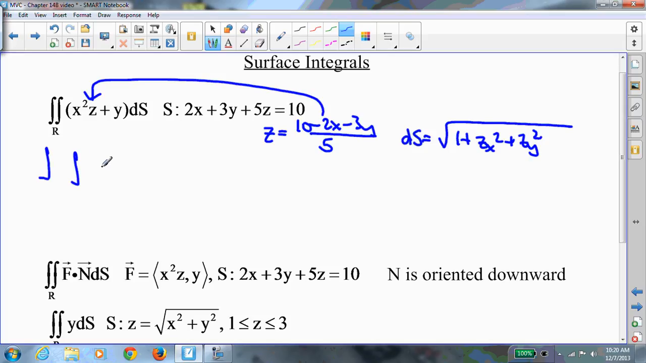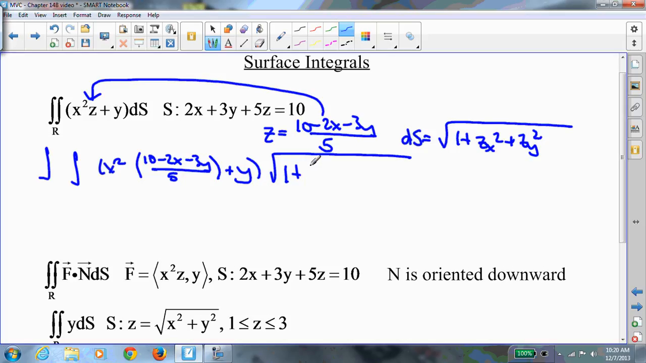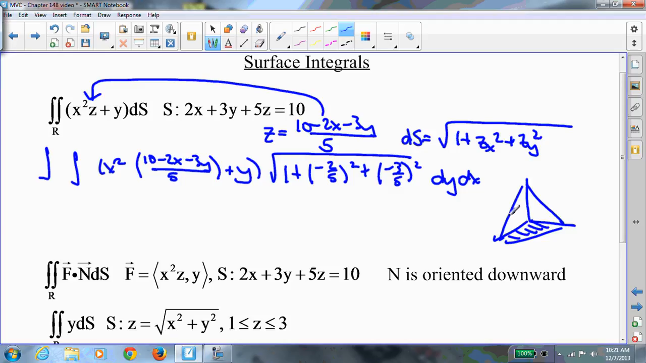And so putting all of this in, it's now going to become x squared times z, 10 minus 2x minus 3y all over 5, plus y. So that's my integrand. My dS is the square root of 1 plus negative 2/5 squared plus negative 3/5 squared. And what I need to do is integrate this over the projection onto the xy plane. So this is dy dx. What I have here is a plane projected onto the xy plane, which would be this triangle. So y goes from 0 to 10 minus 2x over 3, and x goes from 0 to 5. So that would be a multivariable function.